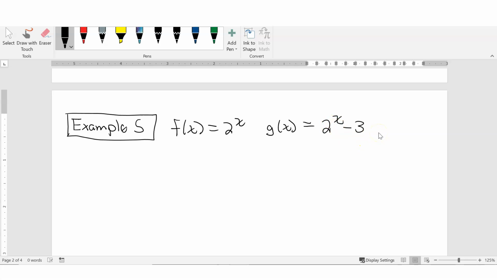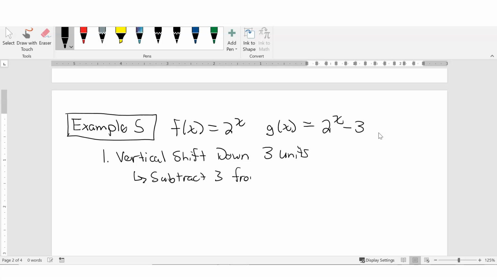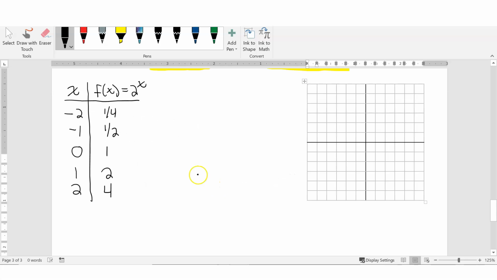So as we've done in our other problems, we want to identify what the transformation is. So that's a vertical shift down 3 units. And of course, now we will subtract 3 from the y coordinates. Just as we did in our previous examples, we'll generate a table of coordinates with 5 points for f of x, using our x values from -2 to 2. So we'll get 1/4, 1/2, 1, 2, and 4.